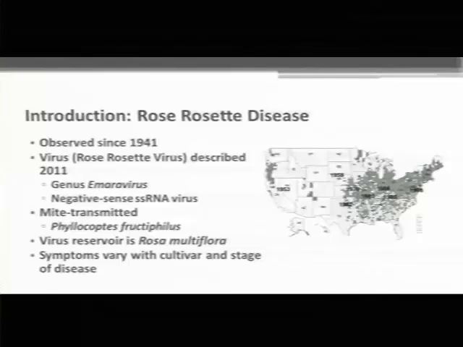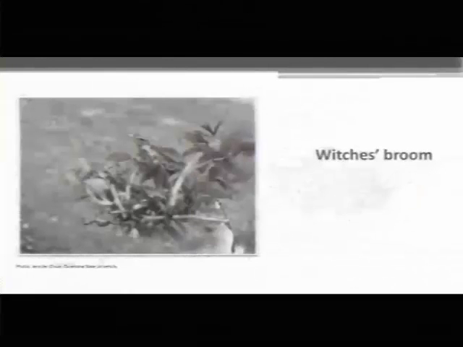Another problem with rosette disease is that the symptoms vary with the cultivar and with the stage of the disease. However, by far the most widely publicized symptom is what's called the witch's broom. This is usually what it looks like. It's a red fleshy growth that's more or less broom-shaped or sometimes described as rosette-shaped. And you could see multiple of these on a single plant, or there could just be one.